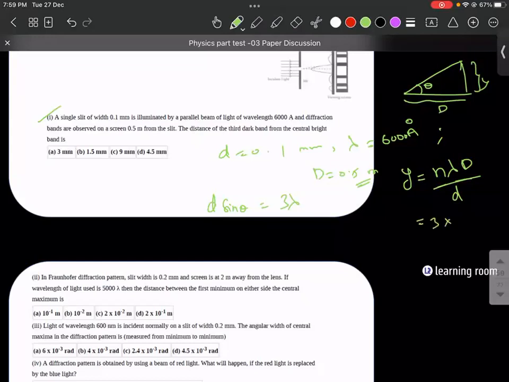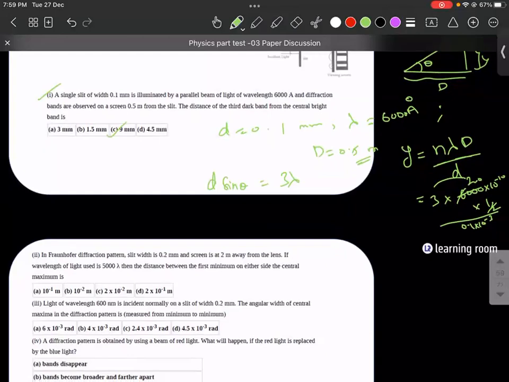n is 3. Lambda is 6000 into 10 power minus 10 into capital D is half divided by small d is 0.1 into 10 power minus 3. So how much is the answer coming to? I'm cancelling this and this, it goes 3000. So 3 into 3, 9 should come. 9 millimeter is what I'm expecting the answer. Is that right? 9 millimeter will be the answer.